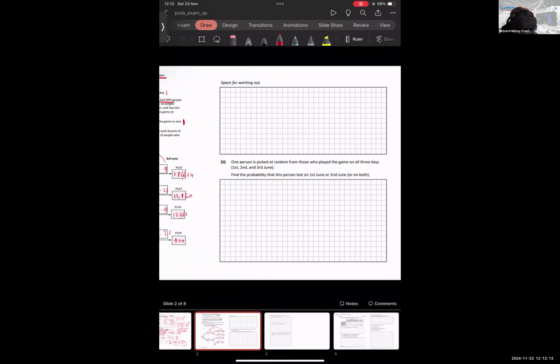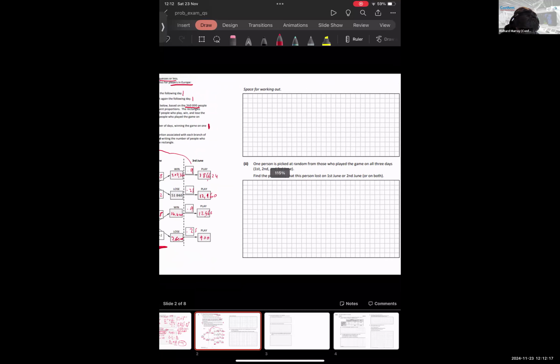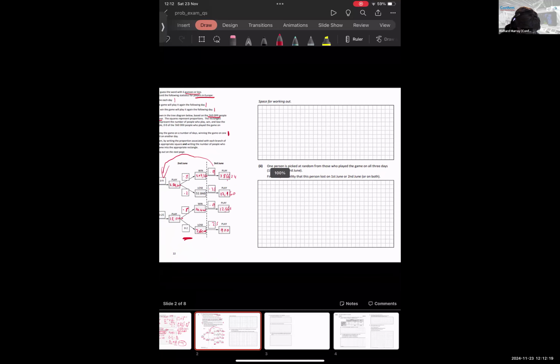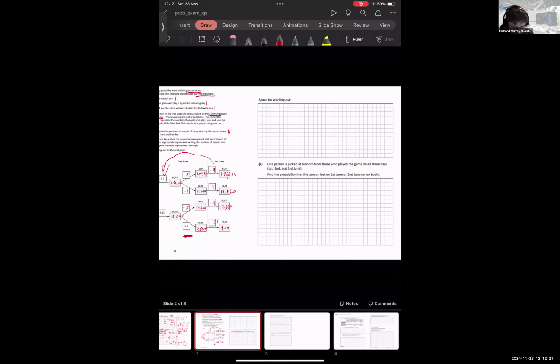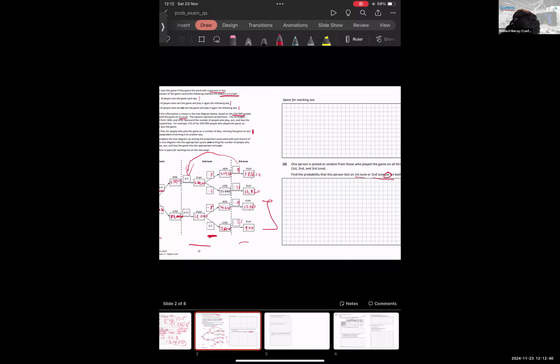So this is a slightly challenging one. We are asked to find the probability that this person lost on the 1st of June or 2nd of June or on both. So this "or" is important, and we're asked to find that they played on all 3 days. So we know they played here, here, and here. So we know that we're looking at this column to get our information from.